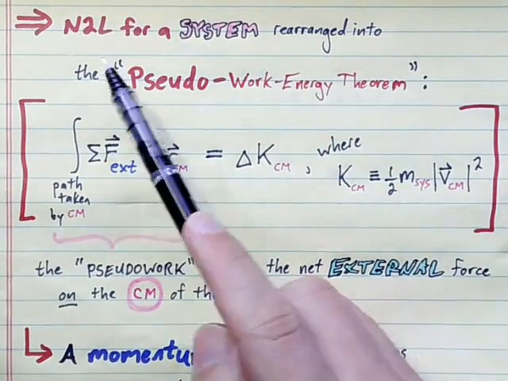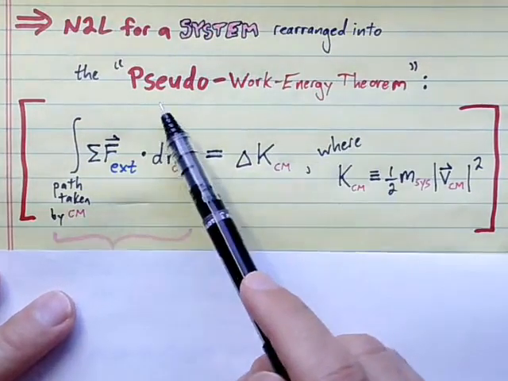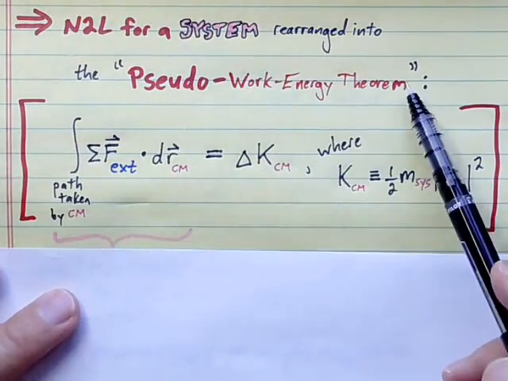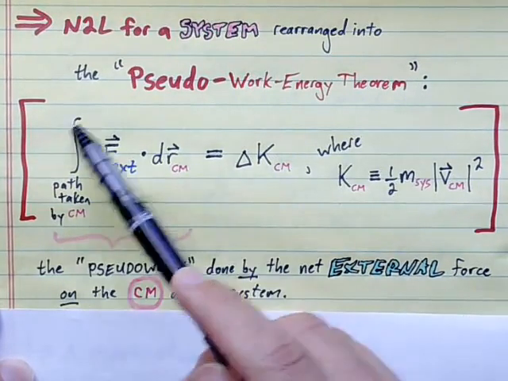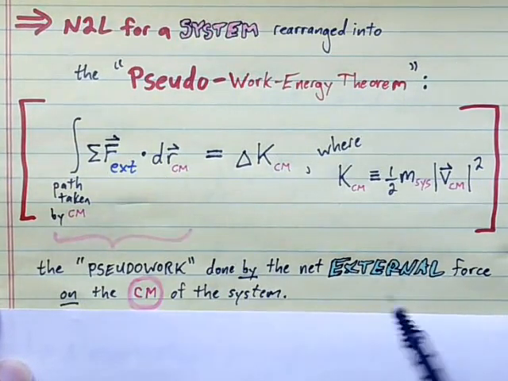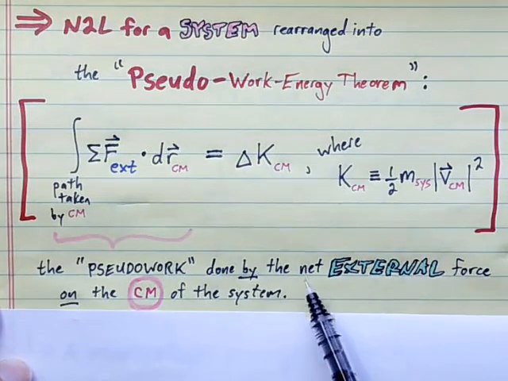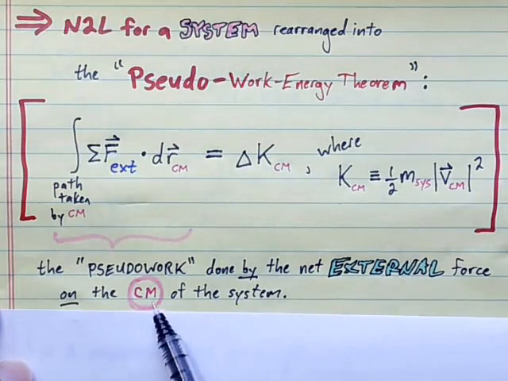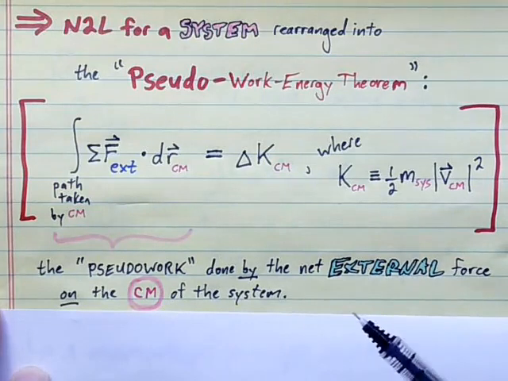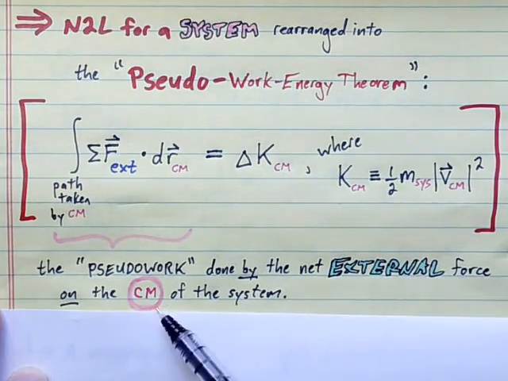What we've done is rearranged Newton's second law for a system into what we might call the pseudo-work energy theorem, where we have this thing on the left-hand side, which looks like a work but isn't a work. We'll call it the pseudo-work instead. The pseudo-work done by the net external force on the center of mass of the system. It's not real work because this net external force doesn't actually act at this point.